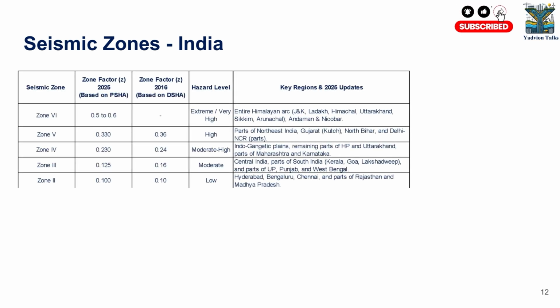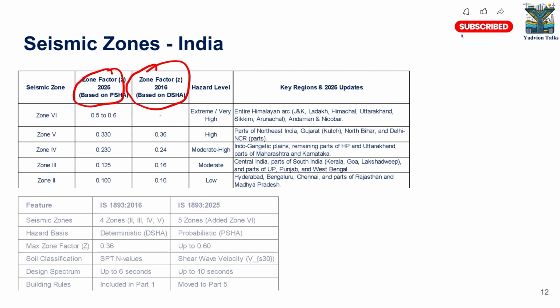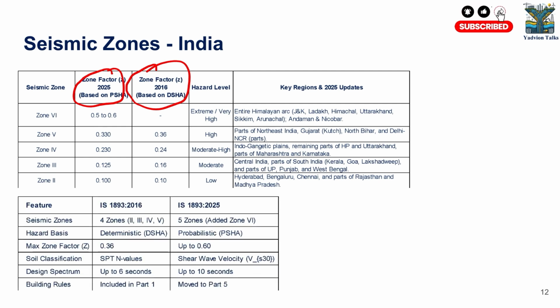The seismic zoning of India is now revised in 2025. Before, in 2016, there was the code IS 1893 2016. In 2016 there were only 4 zones, but in 2025 there are 5 zones, one extra zone added. The maximum zone factor was 0.36, but in 2025 it is updated to 0.6 PGA.